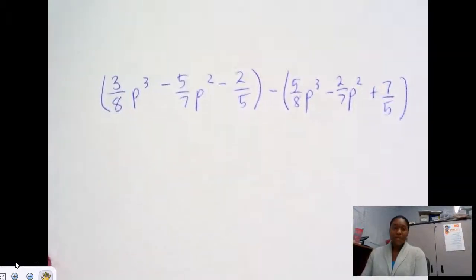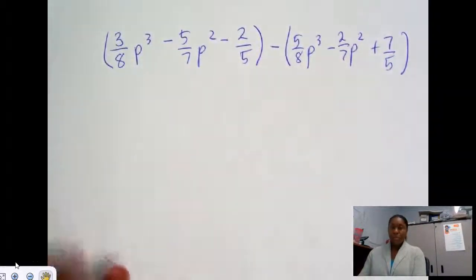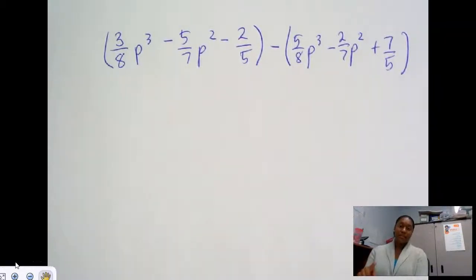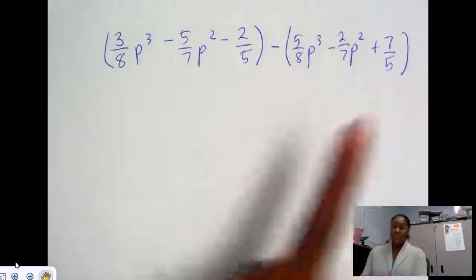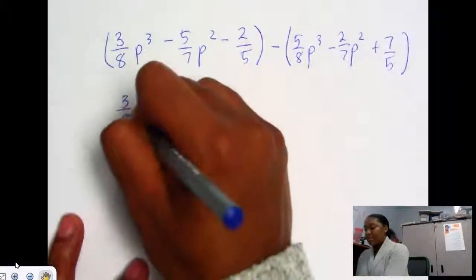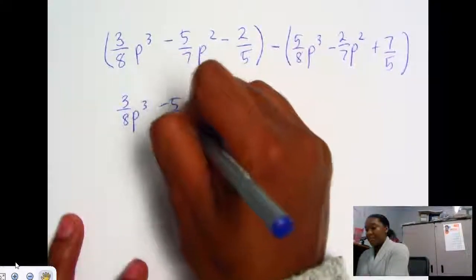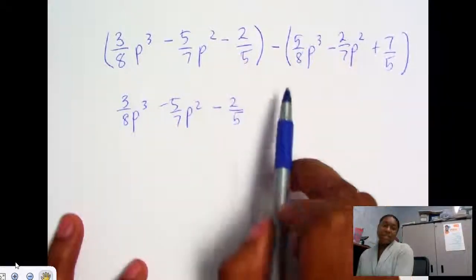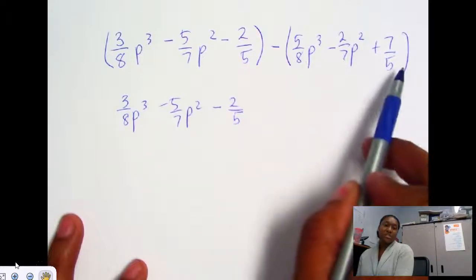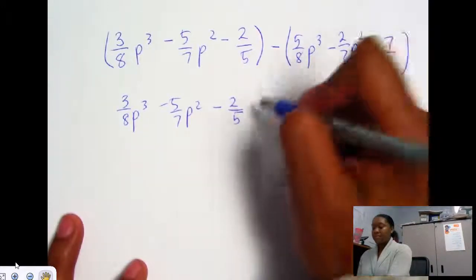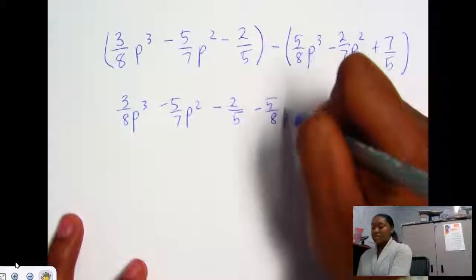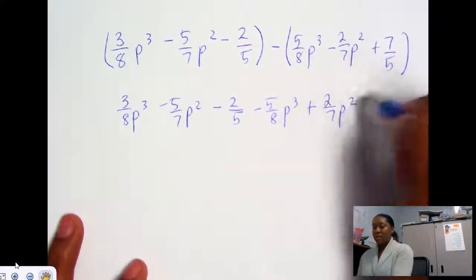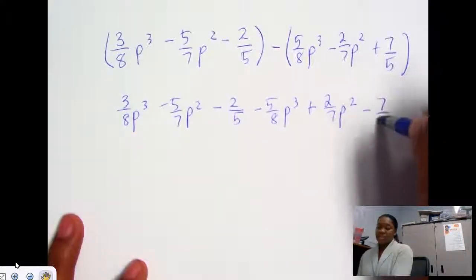There it is. Okay, so for this one, we're going to drop down everything that's in this parentheses, right? And then we're going to distribute the -1 through this back parentheses. So we have our 3/8 p to the third minus 5/7 p squared minus 2/5. And then again, these are just going to change the sign. So this becomes a negative 5/8 p to the third. And then we have a positive 2/7 p squared. And then we have a negative 7/5. Okay?